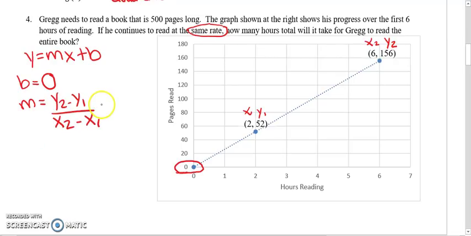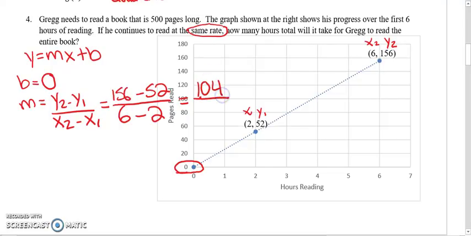So let's start by substituting those values in. So I'm going to start with 156 minus 52 all over 6 minus 2. I'm going to simplify step by step. 156 minus 52 is 104. 6 minus 2 is 4.